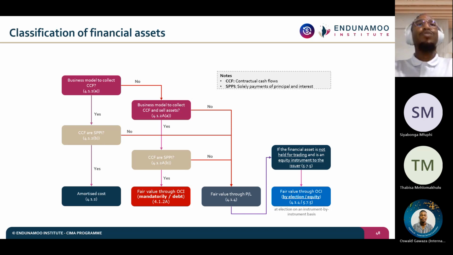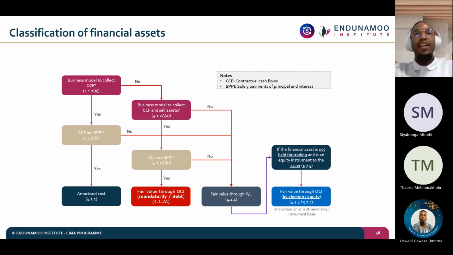Going back to the first block, we will still need to ask, is the business model to collect contractual cash flows? If the answer is no, then the question becomes, is the business model to collect contractual cash flows and sell assets? If the answer is no, then we go straight down to classifying our financial assets as being subsequently measured at fair value through P&L. And if the financial instrument is not held for trading and is an equity instrument, then it goes through fair value through OCI.